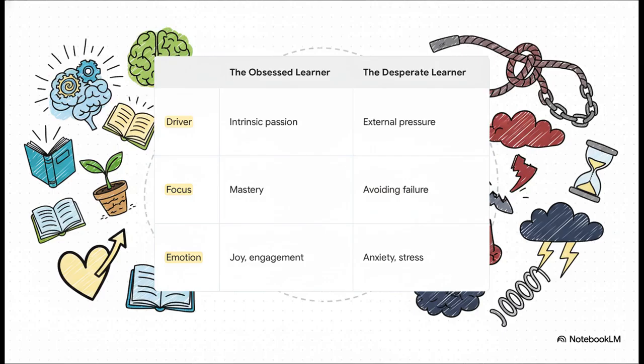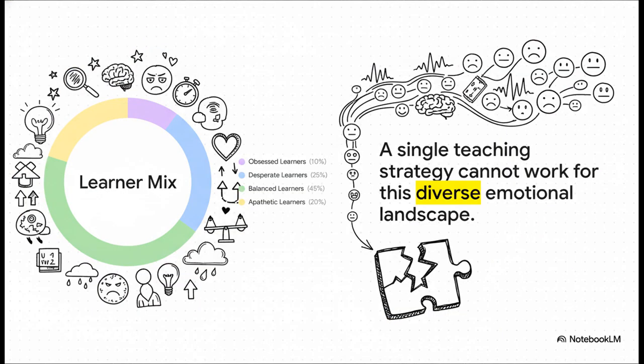On one side, you have the obsessed learner. This is someone driven by a genuine intrinsic love for the subject. They learn because it's fun. And on the other side, you have the desperate learner, who's driven by a deep-seated fear of failure or intense external pressure. They're learning to avoid a bad grade, and that whole experience is often soaked in anxiety. But in reality, of course, a teacher's classroom is a mix of all these types and more. You've got your balanced learners who can shift between passion and pressure, and then you have your apathetic learners who can be the toughest to reach. A single one-size-fits-all teaching strategy just has no chance of working in this kind of diverse emotional landscape.